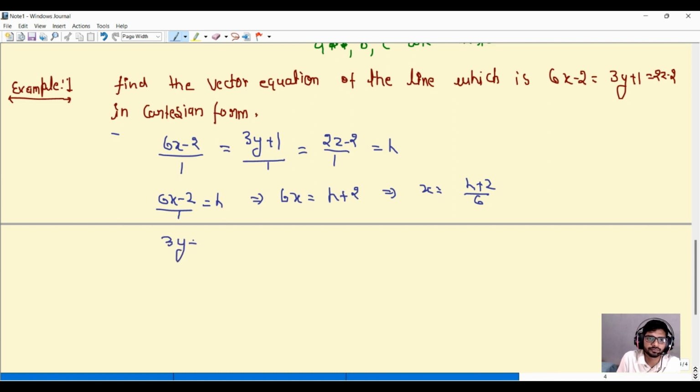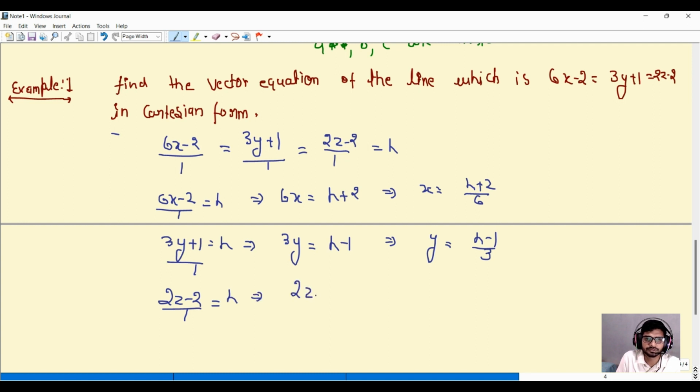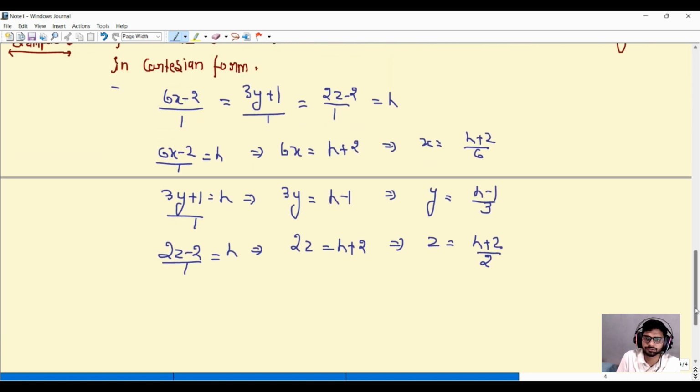Similarly, what is the value of y? 3y plus 1 equals lambda, so 3y equals lambda minus 1, which gives y equals lambda minus 1 upon 3. Now the third: 2z minus 2 upon 1 equals lambda, so 2z equals lambda plus 2, and this gives z equals lambda plus 2 upon 2.